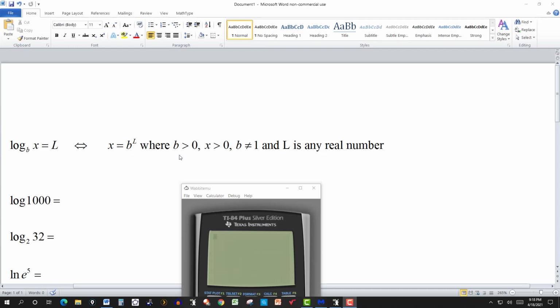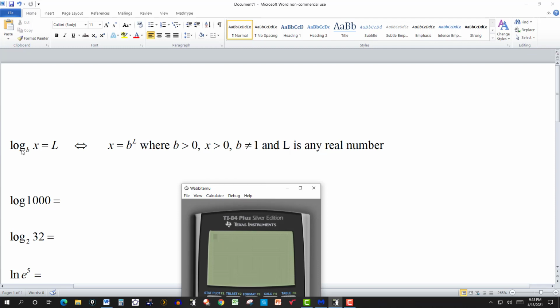Conditions that have to be satisfied: first of all, the base has to be positive and cannot equal 1, and the number you take the log of has to be positive, cannot be 0, cannot be negative, and the exponent or the logarithm L can be any real number. So first, let's look at the definition.